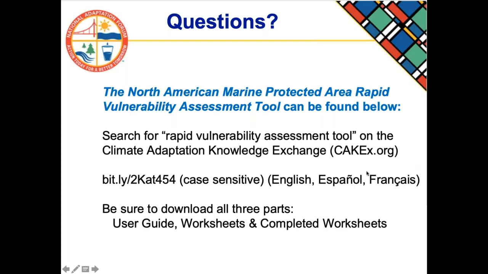Okay, Eric, let's start out with this question from Heidi. Could the RVA tool be used for resilience planning for the built environment? That's a good question, Heidi. And I think it can be. The process can be. You will have to do some homework beforehand, preparing to update the worksheets to include the components that you're interested in within the built environment.